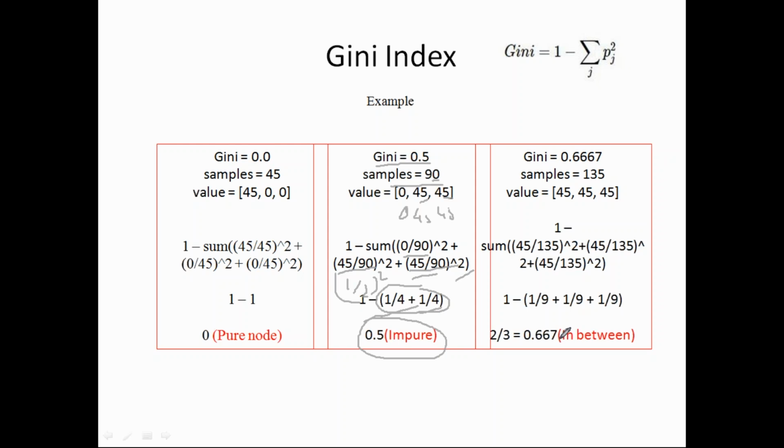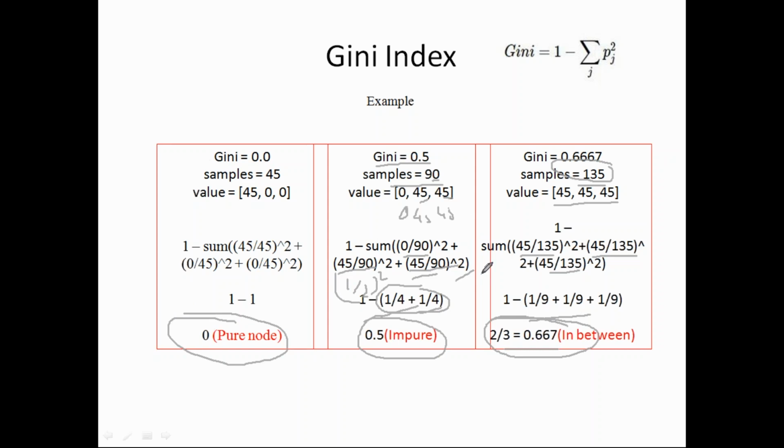Now in this third case, the number of samples has again increased to 135, and still the values are equally divided. If you calculate the probability like this, it comes out to 2 by 3, 0.667. Our objective is to get zero impurity. The lower the Gini index, the better the decision tree, and the better the decision.